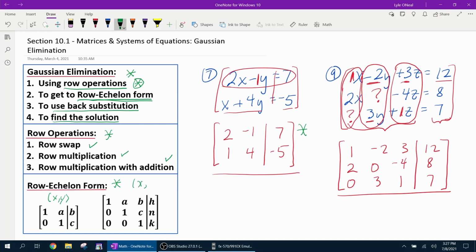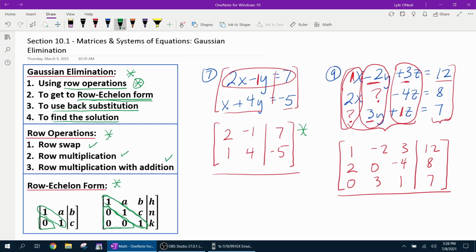The other matrix is for the x, y, z, a system of three equations and three unknowns. And the characteristics of row echelon form: there has to be ones on the diagonal, and everything below the diagonal are zeros. So whether it's a system of two equations or a system of three equations, row echelon form again has ones on the diagonal. Everything below the diagonal is zeros.